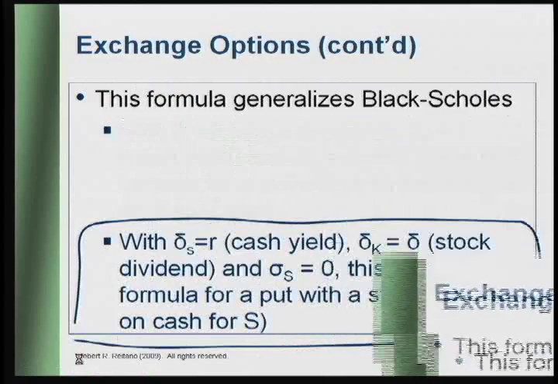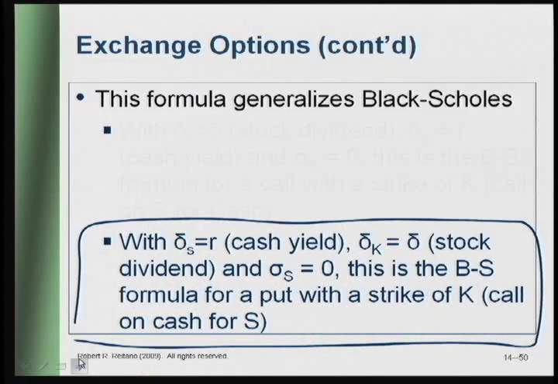If we interchange the roles of delta S and delta K, we can now reproduce a Black-Scholes put, namely by letting delta S be r, the cash yield, makes S in effect a T-bill, although mislabeled, and if we let delta K be a true delta and make it a risky stock, then there's no volatility for S because it's now a T-bill, and this becomes a Black-Scholes put.